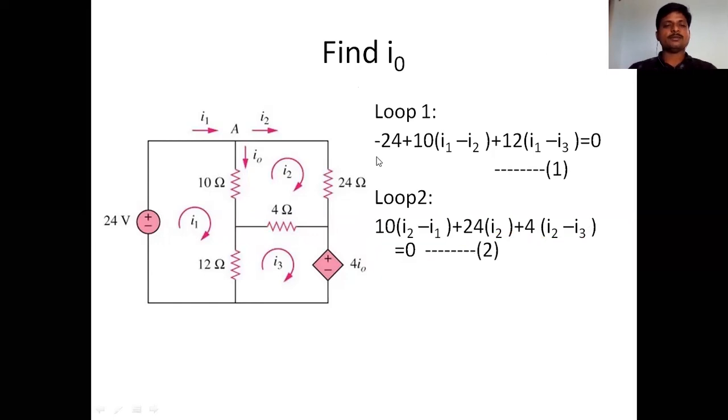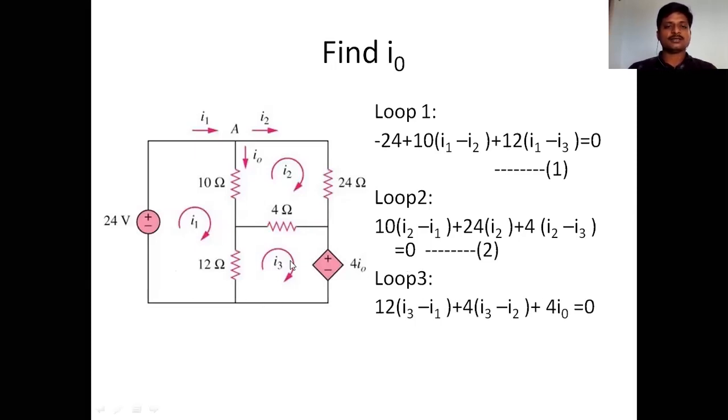Next, we will be looking into application of KVL in loop 3. So this is the equation. Suppose you are applying KVL in loop 3, so 12 into I3 minus I1 and 4 into I3 minus I2 plus here this is a dependent source, and that dependent source is a voltage source. So it is a current controlled voltage source because I naught is given here as a current. So I naught is a current and this is a voltage source. Therefore, you can call it a current controlled voltage source. Okay. So write that value as it is plus 4 I naught.